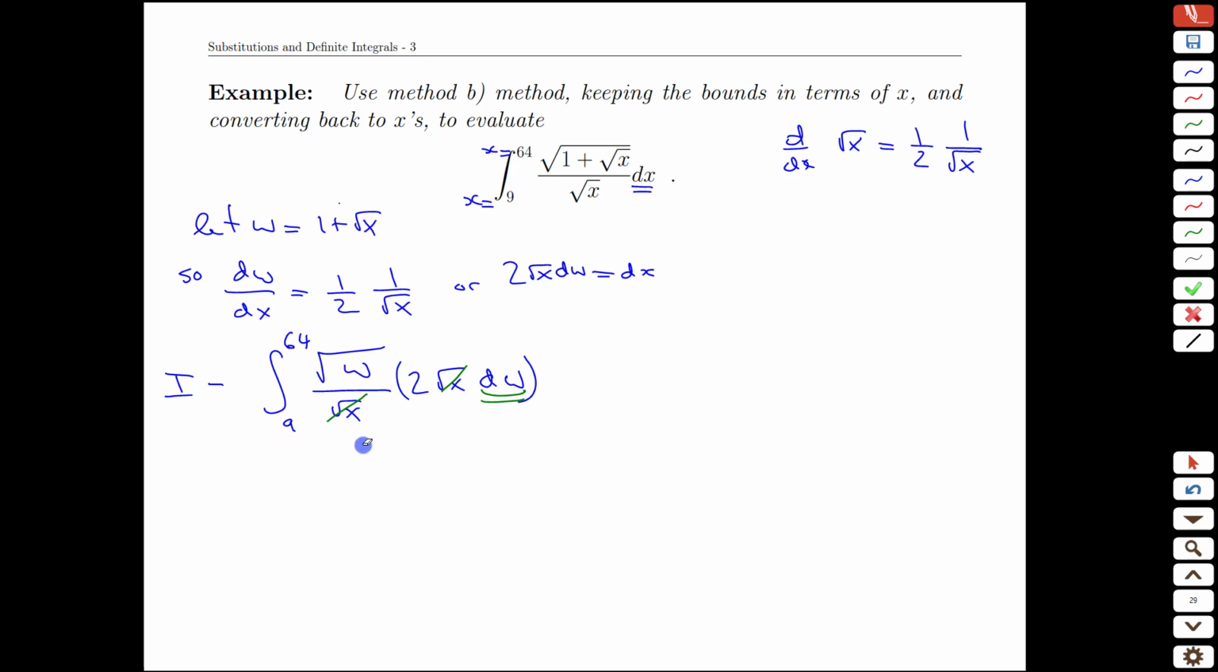We are just going to avoid that whole issue by being really careful about our notation. This is an integral involving x's. We're going to go back to x's, and once we're there, we'll be able to plug in x equals 64 and x equals 9. We'll just have to keep doing that all the way along, like so. We have a 2 we can bring out, and the expression we have is w to the 1/2. Now we can integrate that.